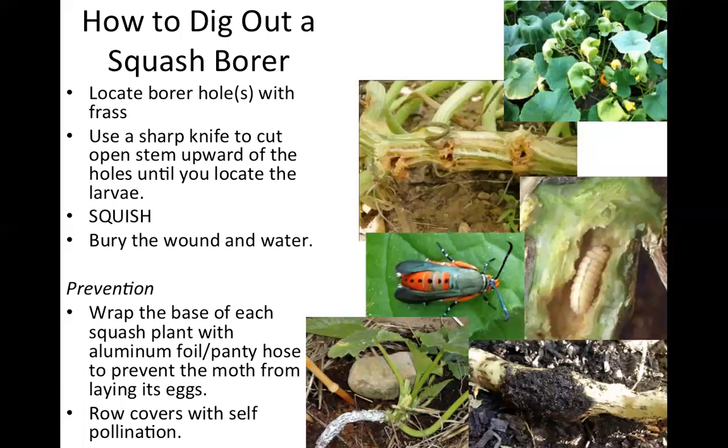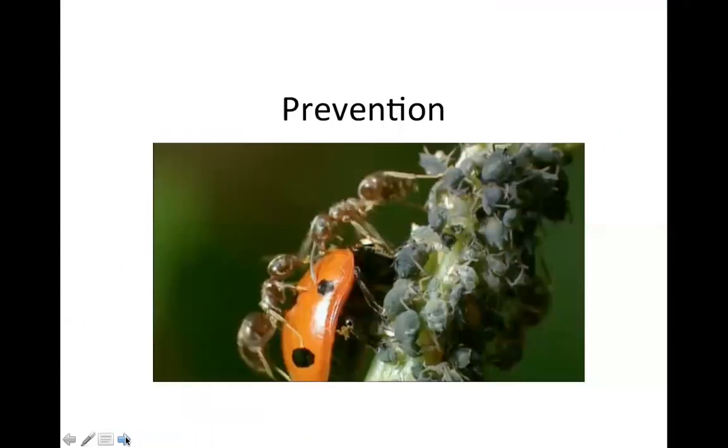Because a lot of times with pests, once they find a good spot, they'll keep on coming back to that spot, which is why we do crop rotations. But even that may not confuse them. Some people will wrap aluminum foil on the base to prevent them from laying eggs. But row covers and pest covers work really well when you're planting the seedlings. All right, and let's talk about prevention. So this is crazy. Ants actually farm aphids.